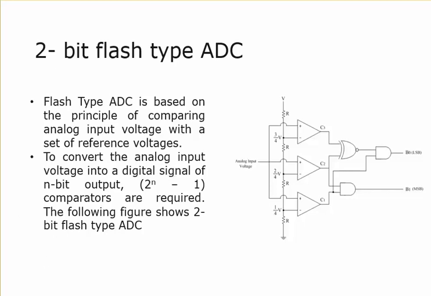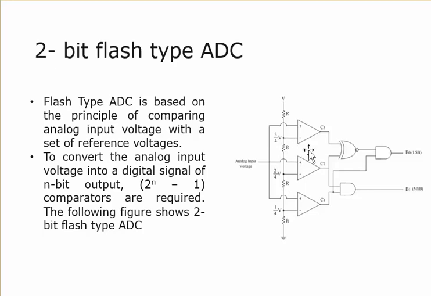3 op-amps are used here as comparators. As you can see, these are the 3 op-amps used as the comparators, and all 3 comparators are connected to the analog input voltage. The inverting terminal of the op-amp is connected to the set of reference voltages. These are the reference voltages, and this is the analog input which is connected. The reference voltages are named 1 by 4 V, 2 by 4 V, and 3 by 4 V respectively.